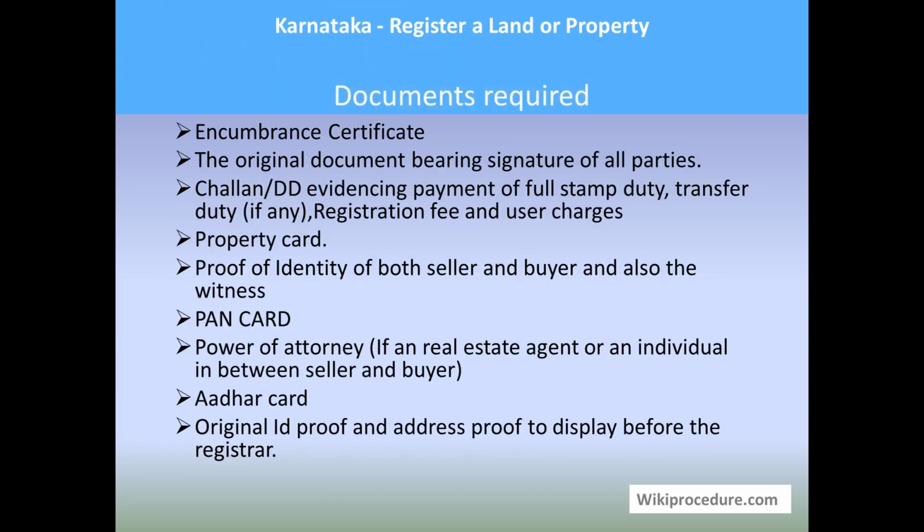Let us see the documents required. You need an encumbrance certificate, that is easy. The original document bearing the signature of all parties. Challan or DD evidencing payment of full stamp duty, transfer duty, registration fee and user charges. Property card, proof of identity of both seller and buyer and also the witness. PAN card, power of attorney if a real estate agent is between seller and buyer. Aadhaar card, original ID proof and address proof to display before the registrar.